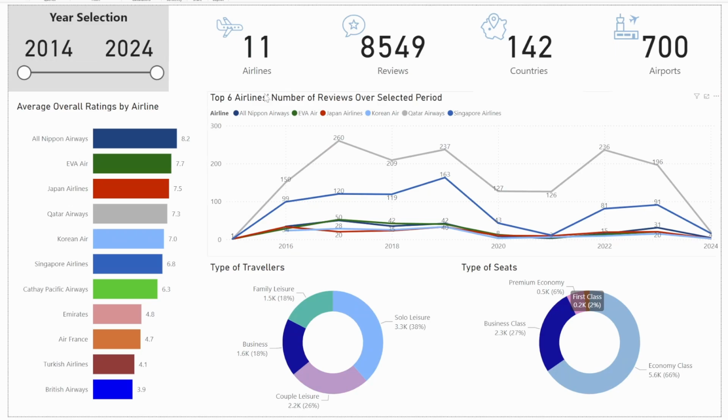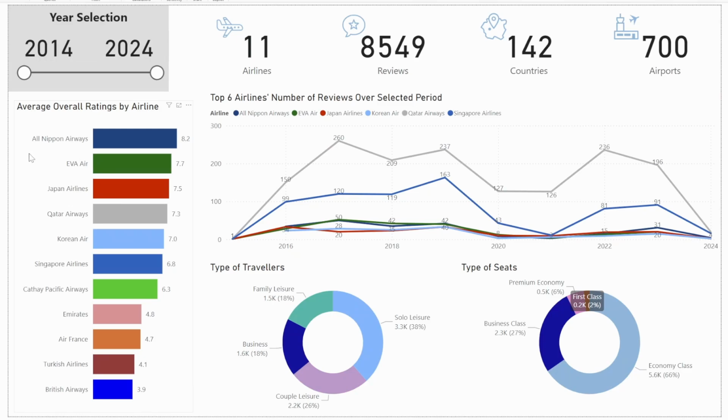In the center, we have the primary line chart, which shows the number of reviews for the top 6 rated airlines, corresponding to the number of flights that dropped significantly in 2020 due to COVID and recovered in the subsequent years. On the left, we have all 11 airlines ranked according to their average overall rating, with All Nippon Airways being the highest and British Airways being rated the lowest. The bars are color-coded according to each airline's corporate colors as closely as possible.